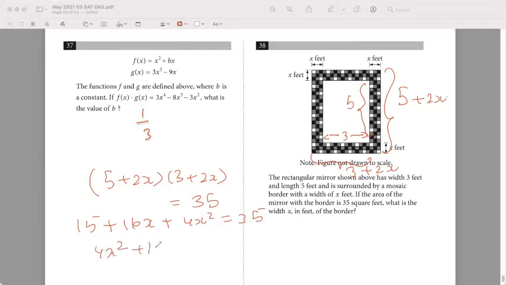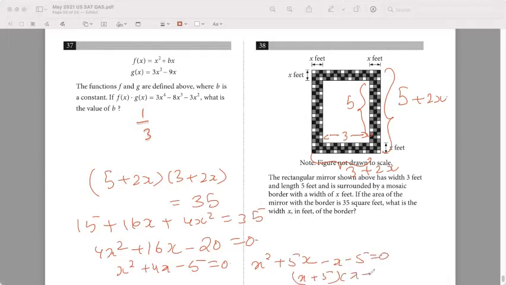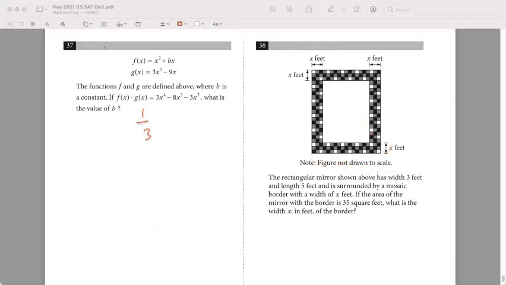So 4x squared plus 16x minus 20 is 0. Dividing by 4, x squared plus 4x minus 5 is 0. So x squared plus 5x minus x minus 5 is 0. So (x plus 5) into (x minus 1) is 0. So x is negative 5 or 1. Since x is the width of the border, it can't be negative. So the answer is 1. The width of the border is 1.